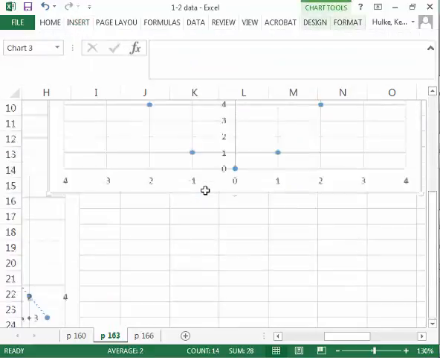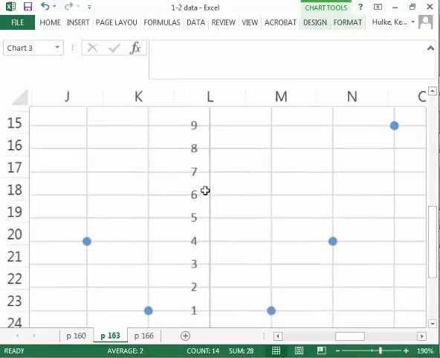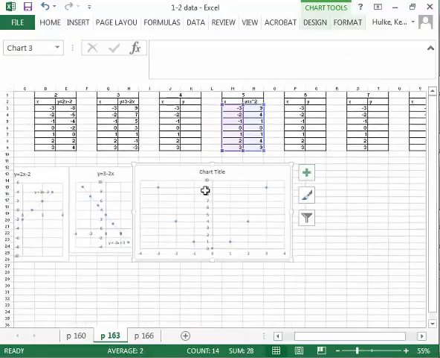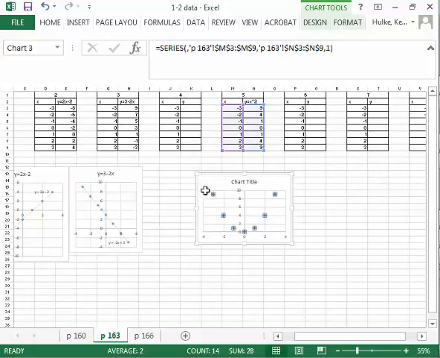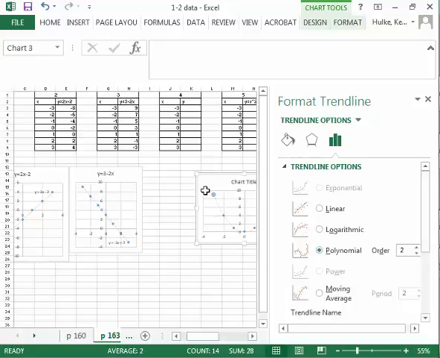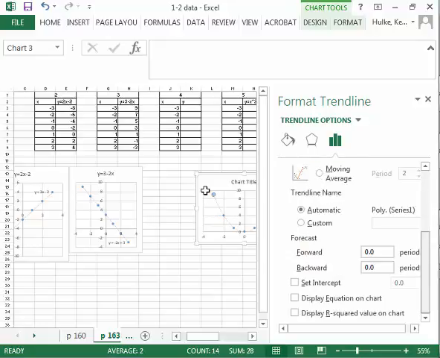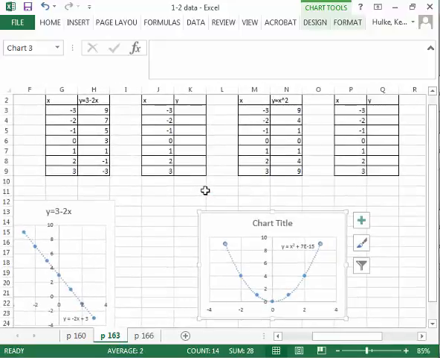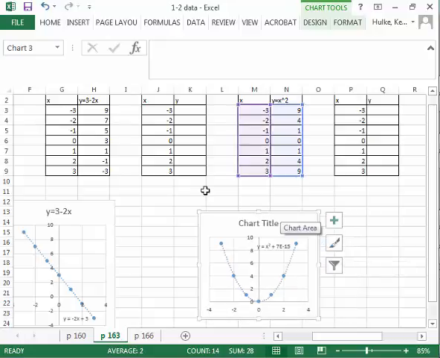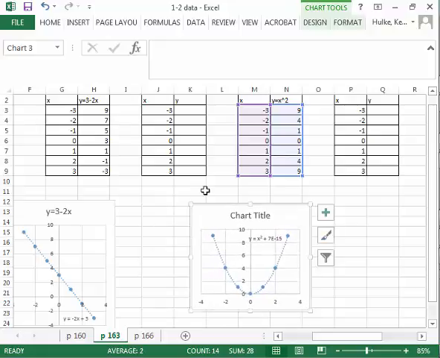Insert a scatter plot again. And, oops, I'm going to show you that when I add the trend line, I'm going to make it a polynomial trend line of order 2 because it's x squared. And I'm going to display the equation on the chart. And if you notice, it says y equals x squared. Now it says plus 7 to the negative 15th. I don't know why it thinks it needs to have some kind of a constant term because it doesn't. But that's what it is. Okay. That was number 5, right?